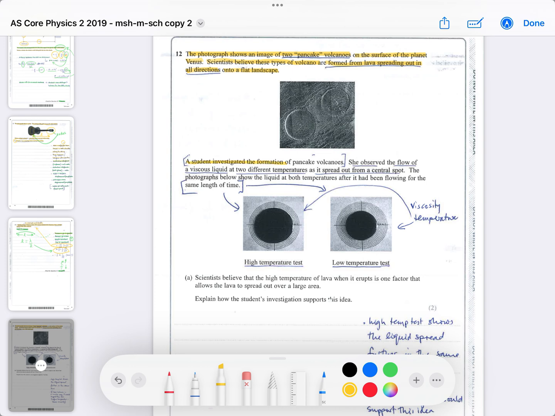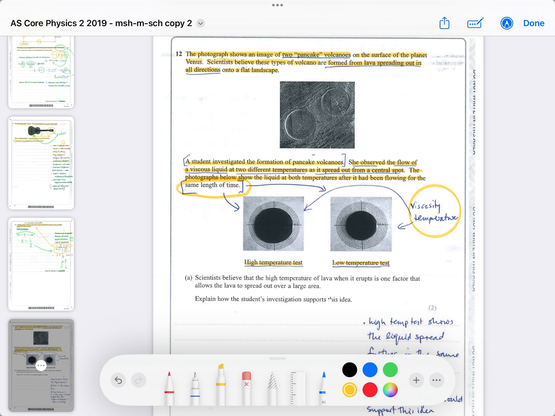A student investigated the formation of pancake volcanoes. Yes, they didn't go to Venus, mind. She observed the flow of a viscous liquid at 2 different temperatures as it spread out from a central spot. Okay, so that's the model that they're using to investigate how pancake volcanoes can be formed. Now it says the photographs below show the liquid at both temperatures after it had been flowing for the same length of time, so it's a controlled variable. So you can see the high temperature test has spread out more from the center than the low temperature. Yeah?